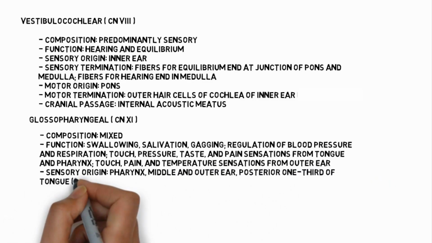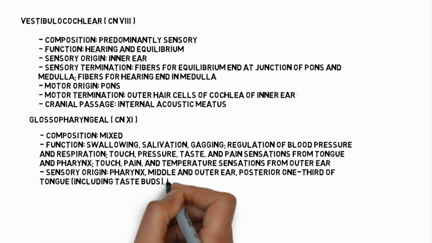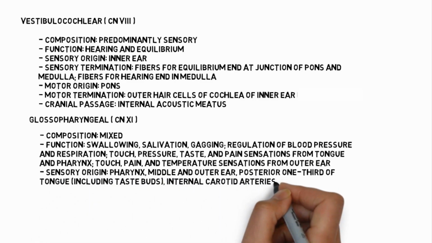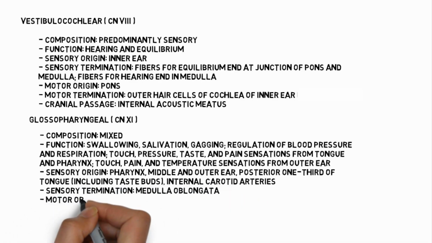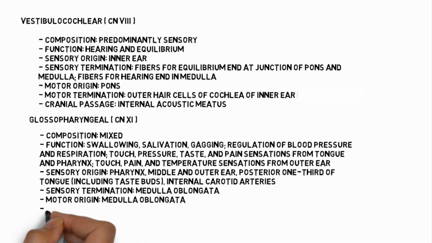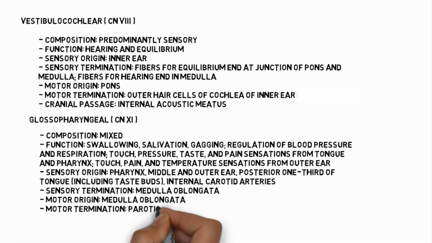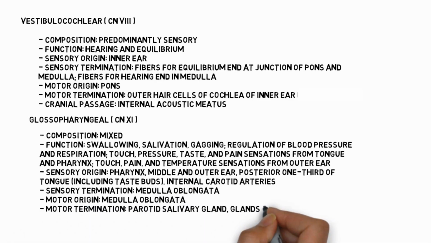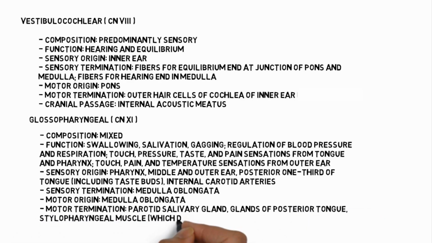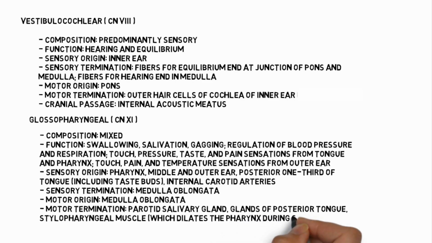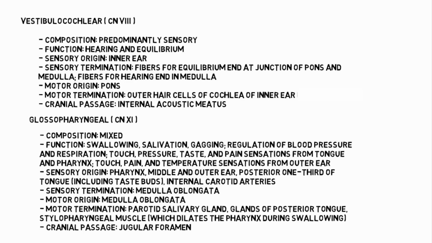Sensory fibers originate from pharynx, middle and outer ear, posterior 1/3 of tongue including taste buds, internal carotid artery, and terminate in medulla oblongata. Motor fibers originate in medulla oblongata and terminate in parotid salivary gland, glands of posterior tongue and stylopharyngeal muscle. It passes through jugular foramen.